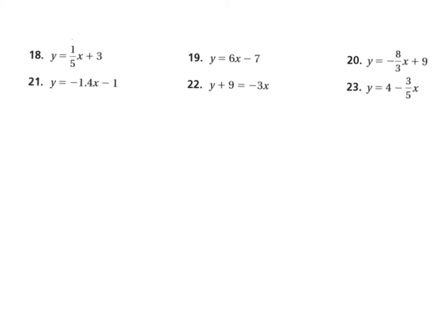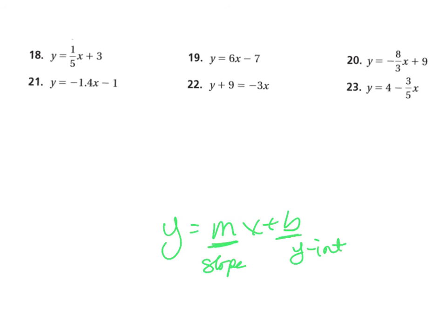Then we get to the equations. The equations are nice because you guys already know what it is. Y equals mx plus b. The m is the slope. The b is the y-intercept. So here we go. Slope in red. We have 1/5. We have 6. We have negative 8/3. We have negative 1 4/10.